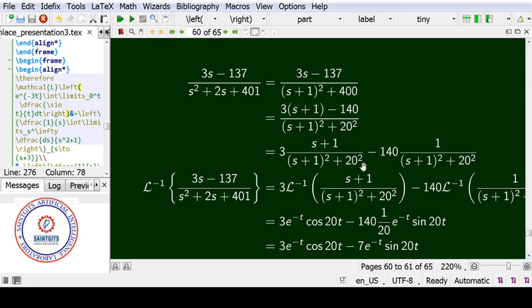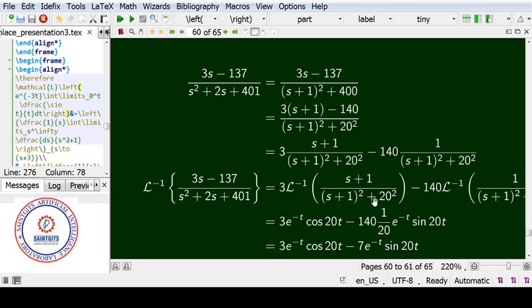Now everything is okay. We apply L inverse. L inverse of the left side is equal to, take this 3 outside because of the linearity property, L inverse of s plus 1 by s plus 1 whole square plus 20 square, minus 140 into L inverse of this expression, 1 by s plus 1 whole square plus 20 square. Now this is s plus 1. This plus 1 is because of the shifting, that is multiplication by e raised to minus t. So 3 is here, e raised to minus t. When I take e raised to minus t, we eliminate 1 from the scene.